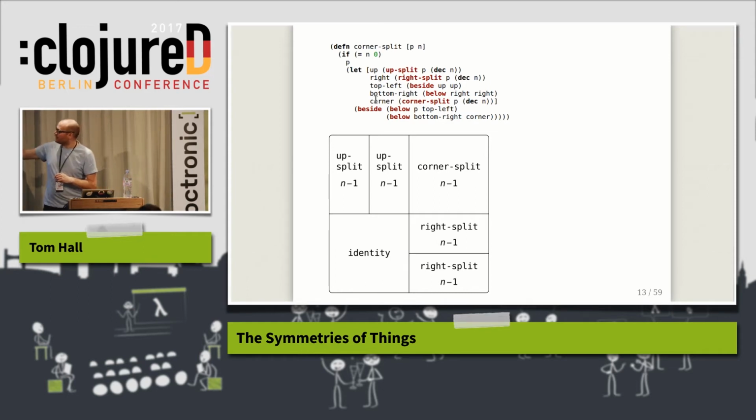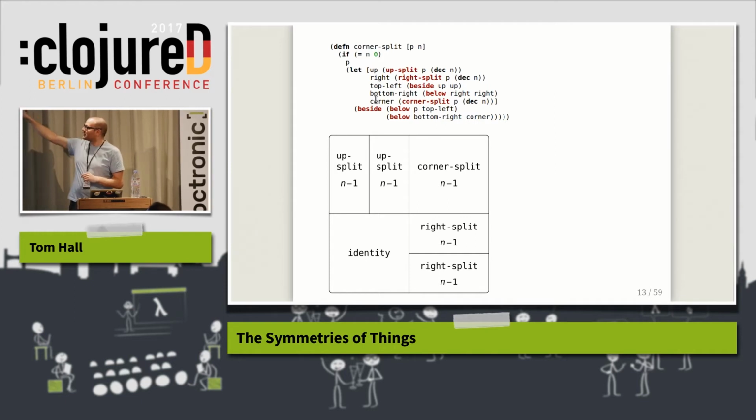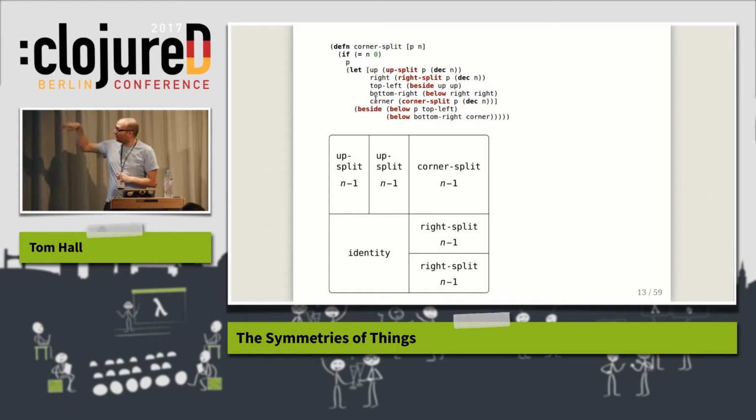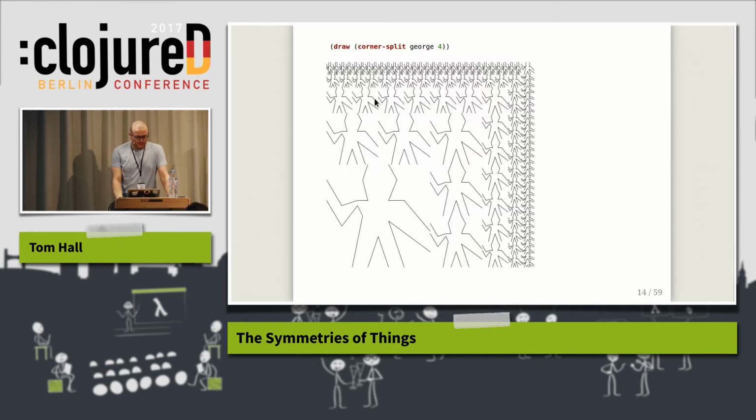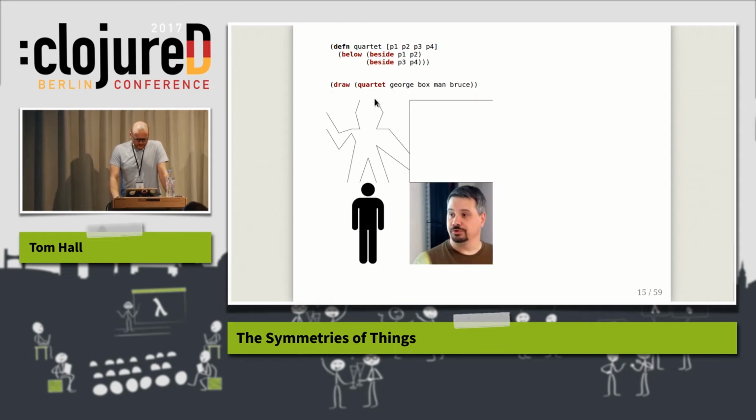So we've got this, again, the identity function, so the image is going to be in the bottom left corner, and then we're doing the up split, right split, and corner split of the same image. So we're getting close already to our Escher picture now, which is nice.